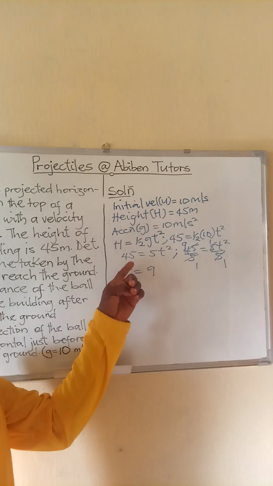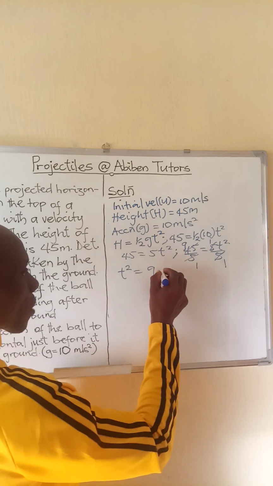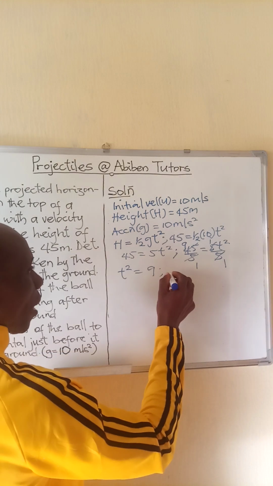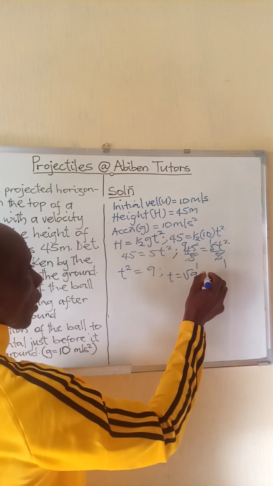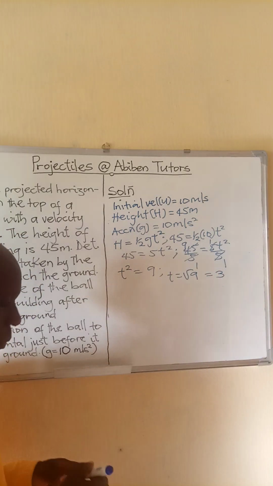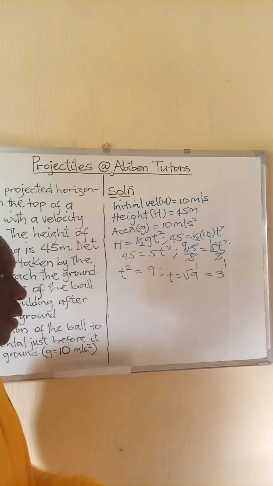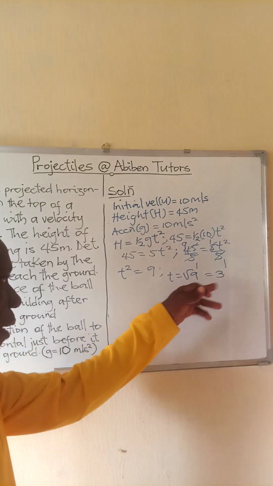To remove the squared, or the power 2 rather, we take the square root of both sides. Every time you have a power 2, you take the square root of both sides to isolate whatever you need to find. When we do so, we will have that t equals the square root of 9, and that's equal to what? 3. Remember, the square root of a number has two values. But since we are dealing with time, we will drop the negative value and go with the positive value alone. So the square root of 9 is 3.